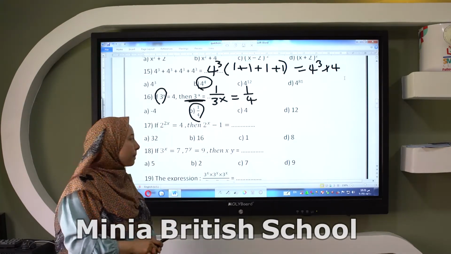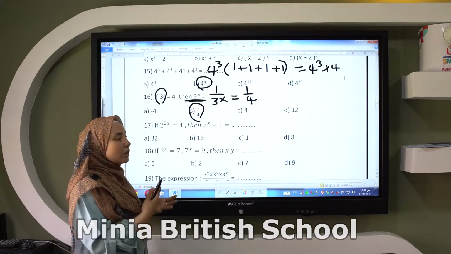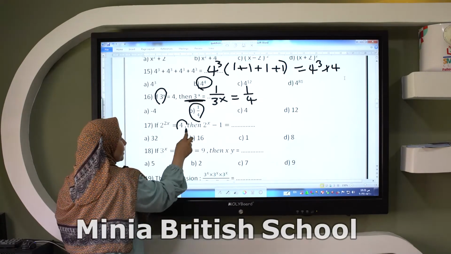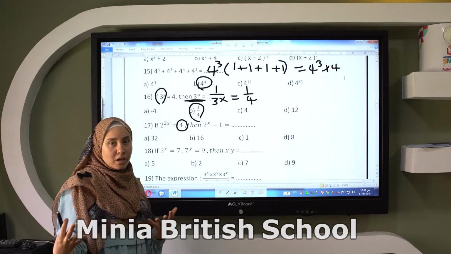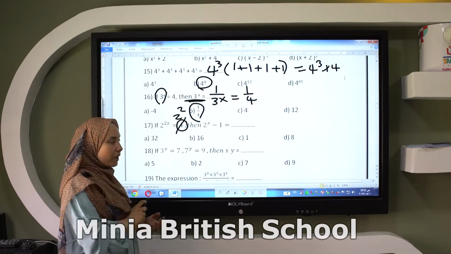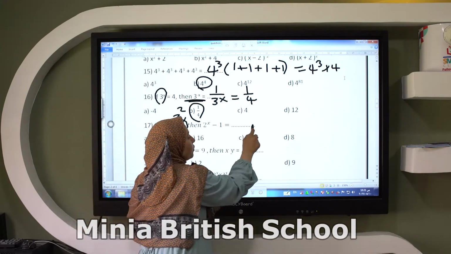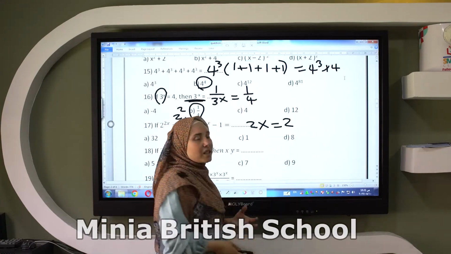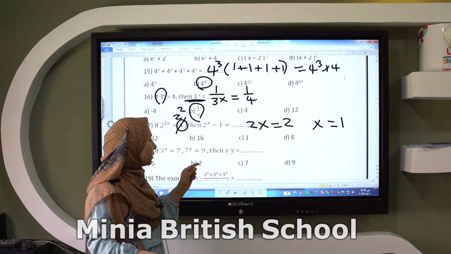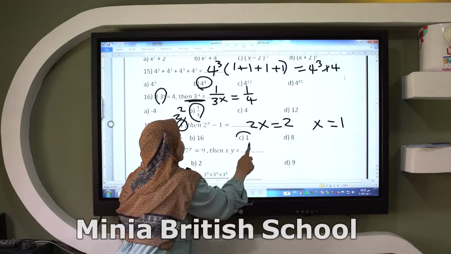Number 17: if 2 power 2x equals 4, then 2 power x minus 1 equals what? Okay, here you can write 4 in another form, 2 power 2. The bases here are equal, then the powers are equal. 2x equals 2, then x equals 1. By substituting the value 1 in this expression, we get 2 power 1 minus 1 equals 1.